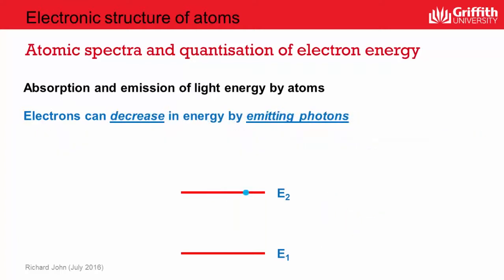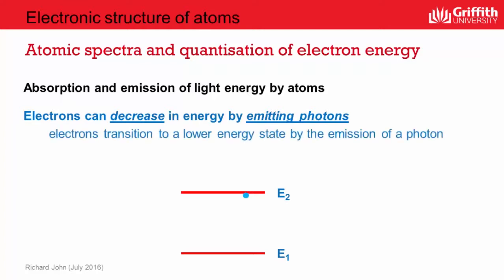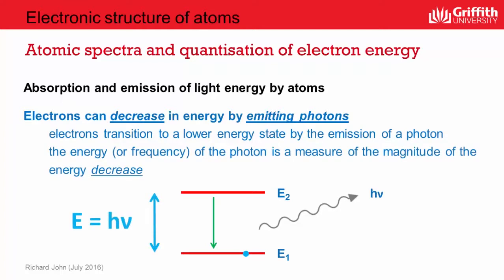Conversely, electrons can decrease in energy by emitting photons. So electrons transition to a lower energy state by the emission of a photon, and the energy or frequency of the photon that is produced is a measure of the magnitude of the energy decrease.